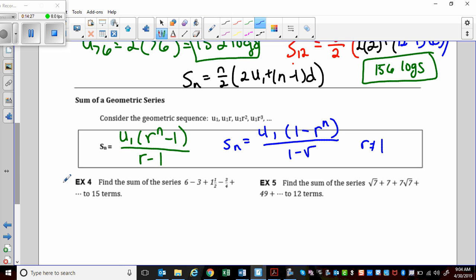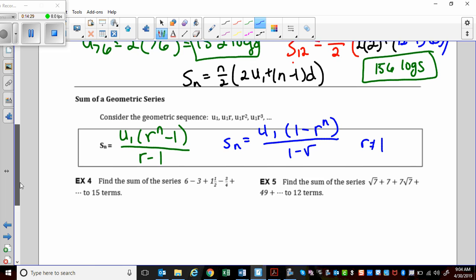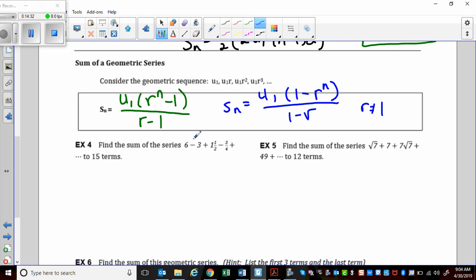Find the sum of the series, and we know that this is going to be a geometric series. What am I going to multiply by to get from 6 to negative 3, and from negative 3 to 1.5? I know my initial term is 6, so my u sub 1 equals 6, but my r is the second term divided by the first term, or negative 3 divided by 6, or negative 1/2. And that works for the second two, and it works for these also. Okay, good. So negative 1/2 is my ratio.